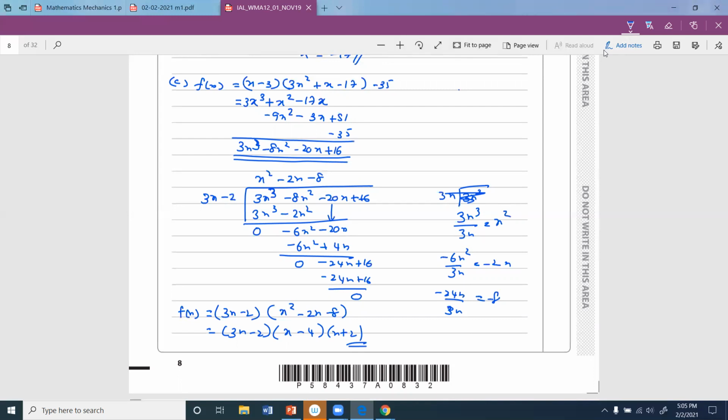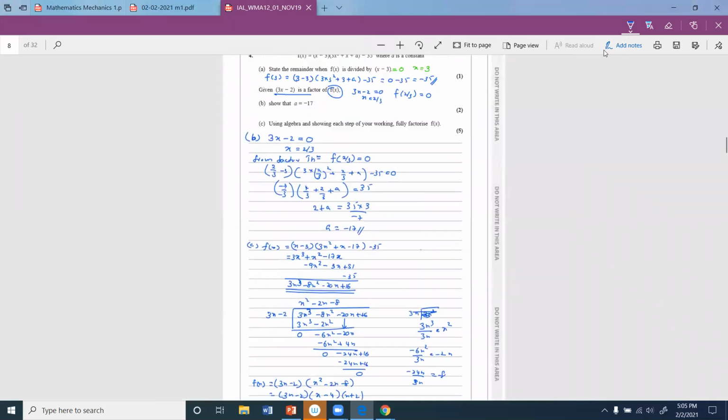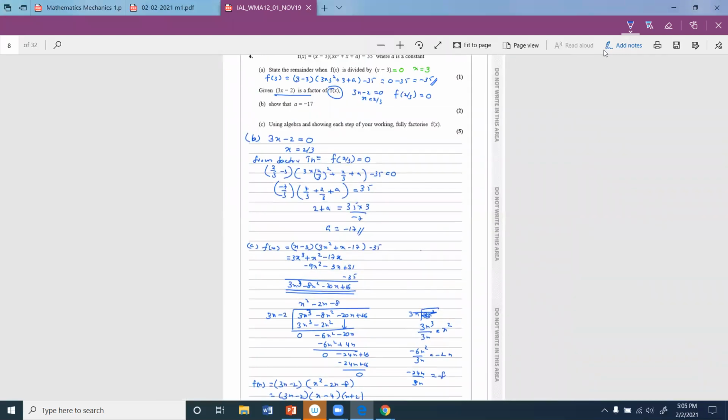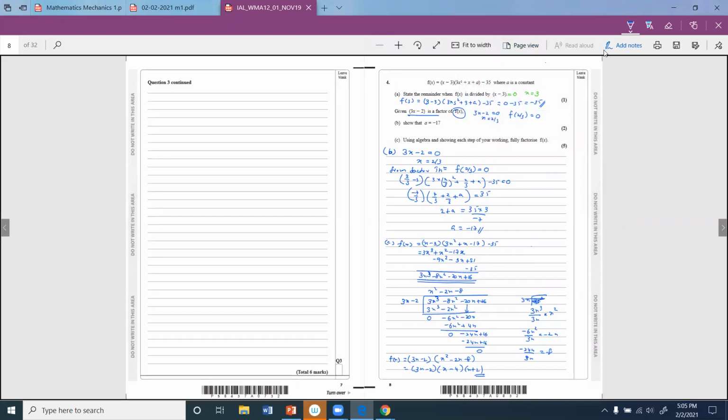If you just make it smaller, then you can see the full question at once. We may need it like this, where now you can see the question, right? Okay. Yes, this is the full question.